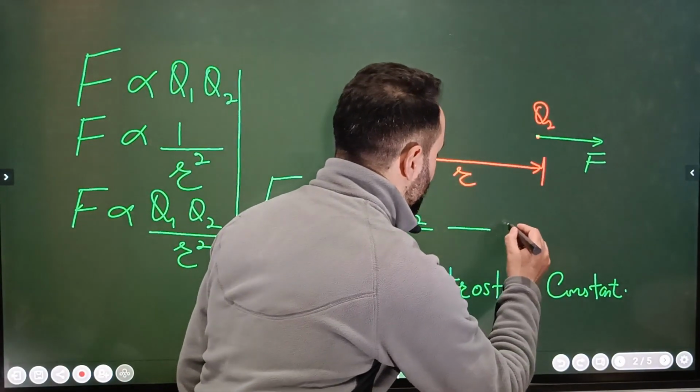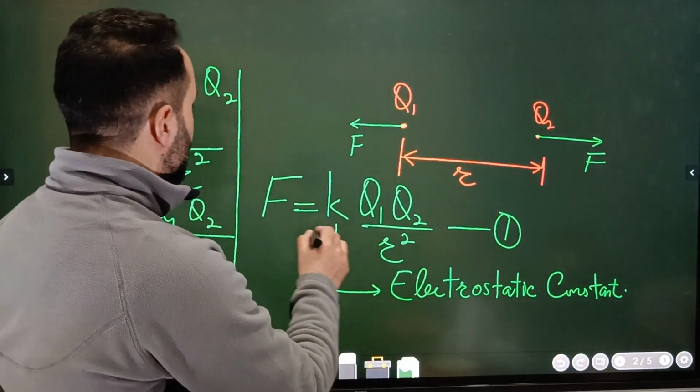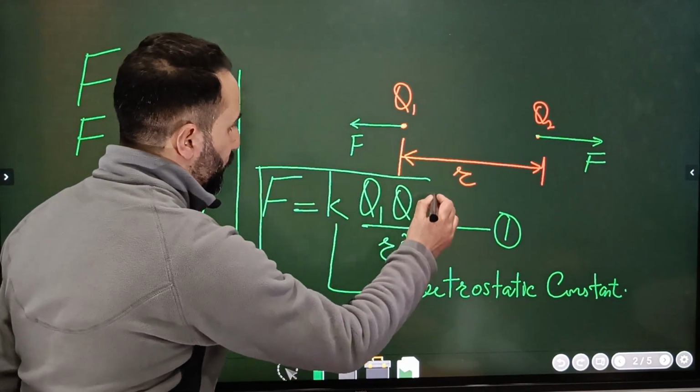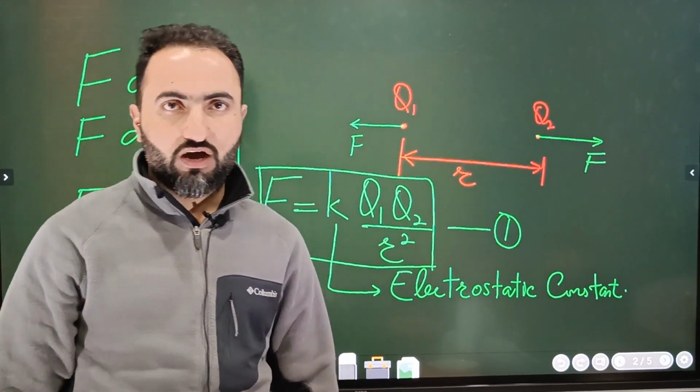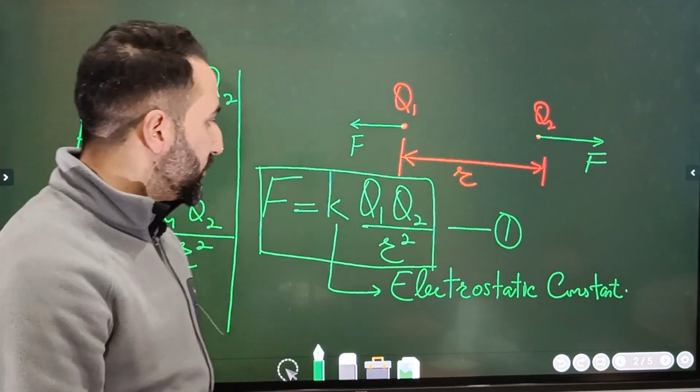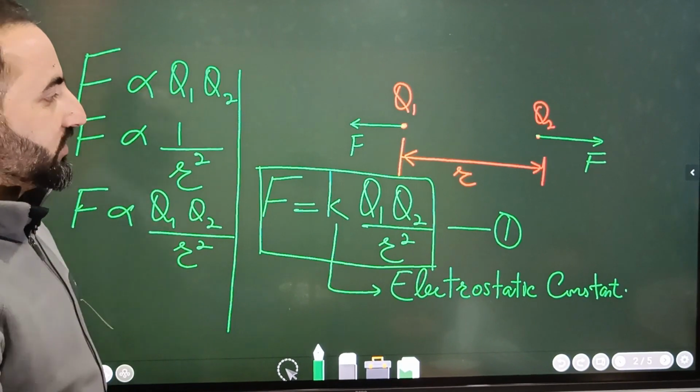Now I label this as equation number first. In principle, this is Coulomb's law. So this is actually Coulomb's law. This is K multiplied by Q1 Q2 divided by r square. But what is this K called? It's a constant of proportionality and it's called the electrostatic constant.